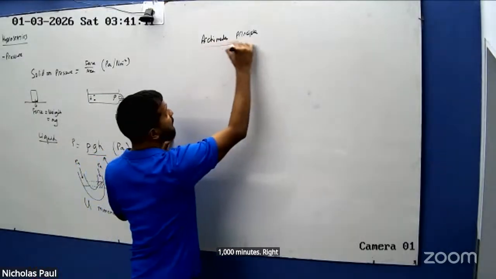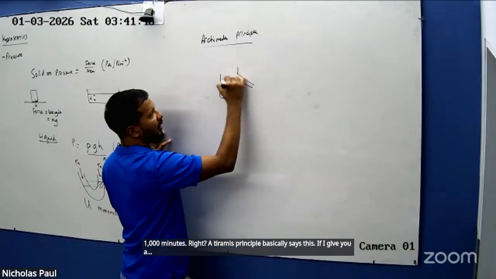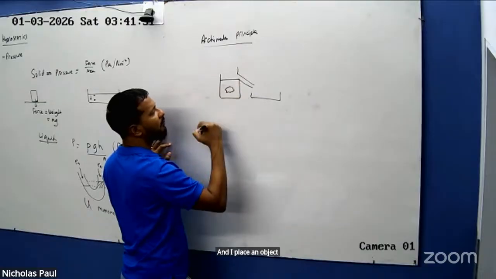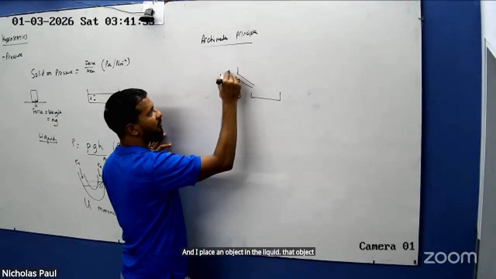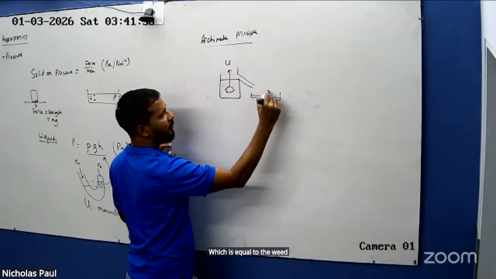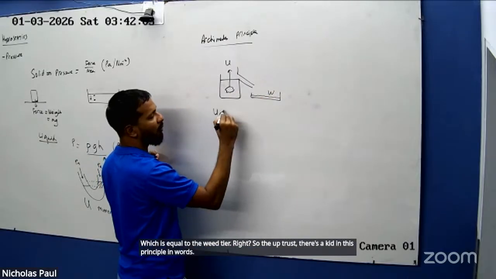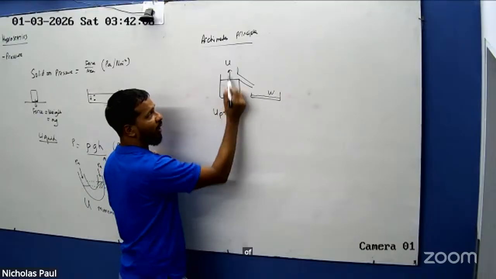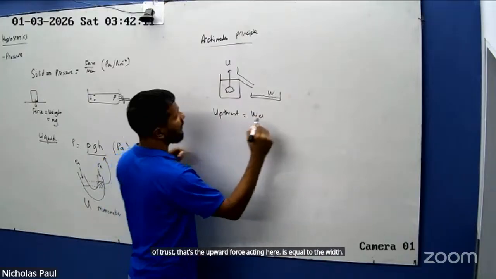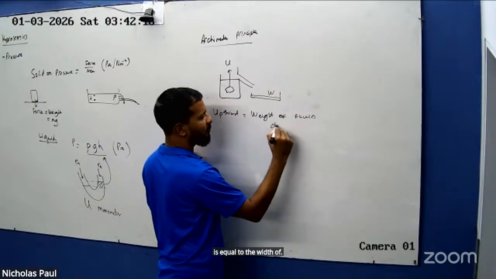Right? Archimedes' principle basically says this. If I give you a liquid, right? And I place an object in the liquid, that object will experience a force called upthrust, which is equal to the weight here. Right? So the upthrust, this is Archimedes' principle in words, well, in a formula form, right? Upthrust, that's the upward force acting here, is equal to the weight of fluid displaced.